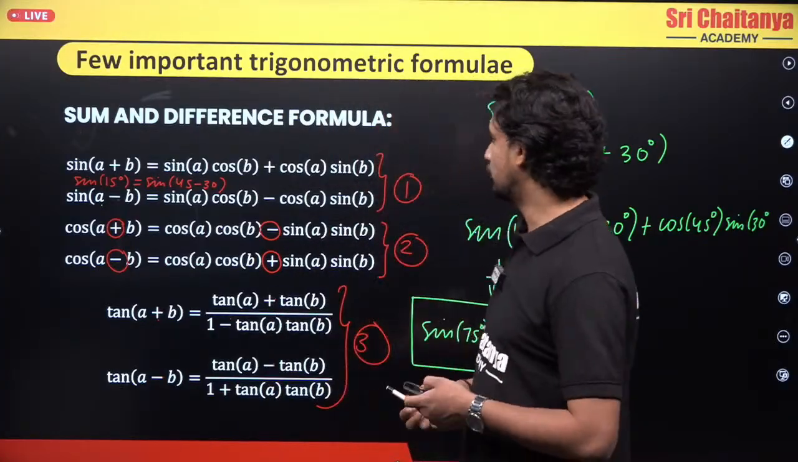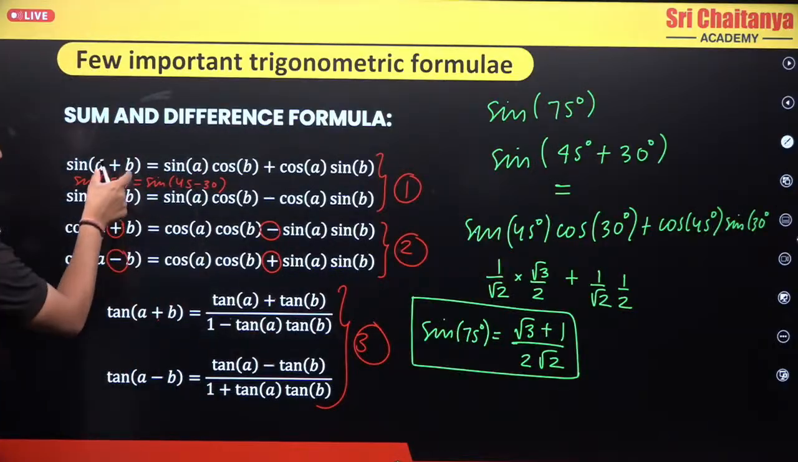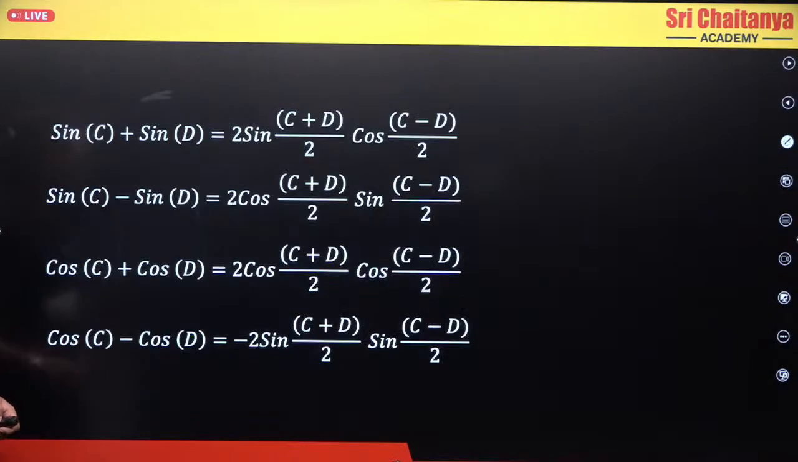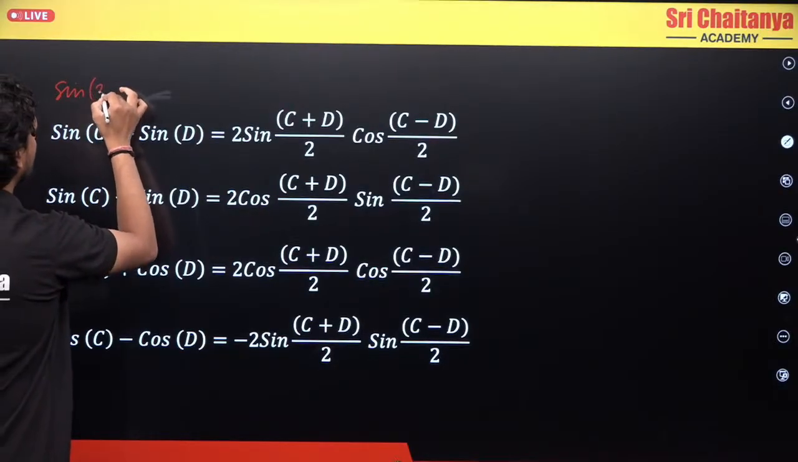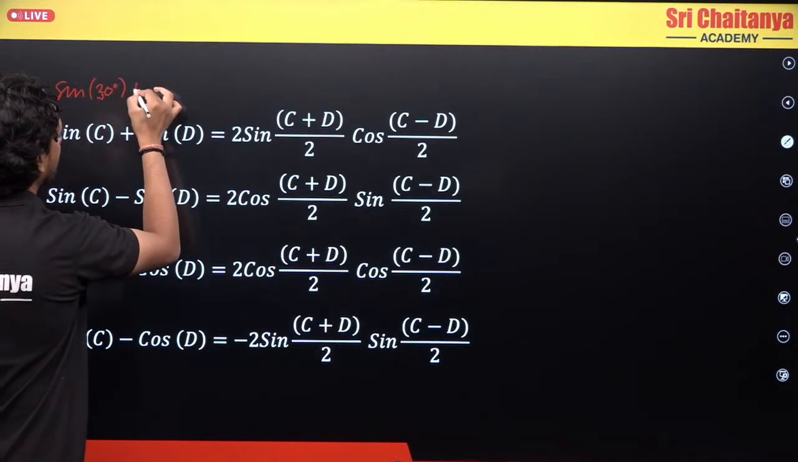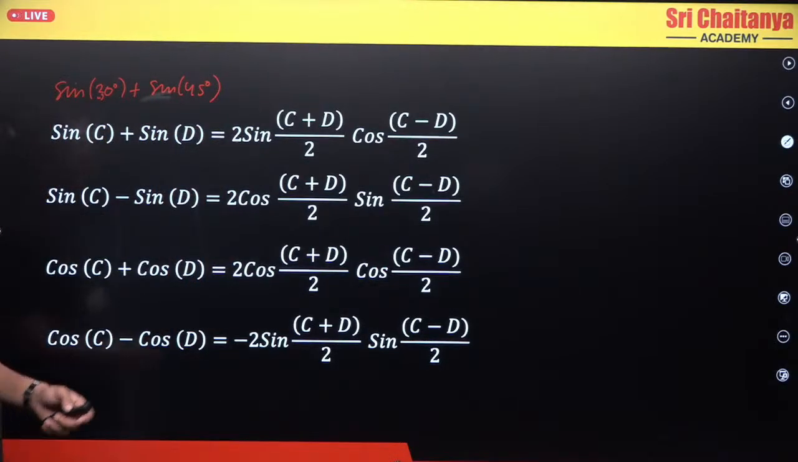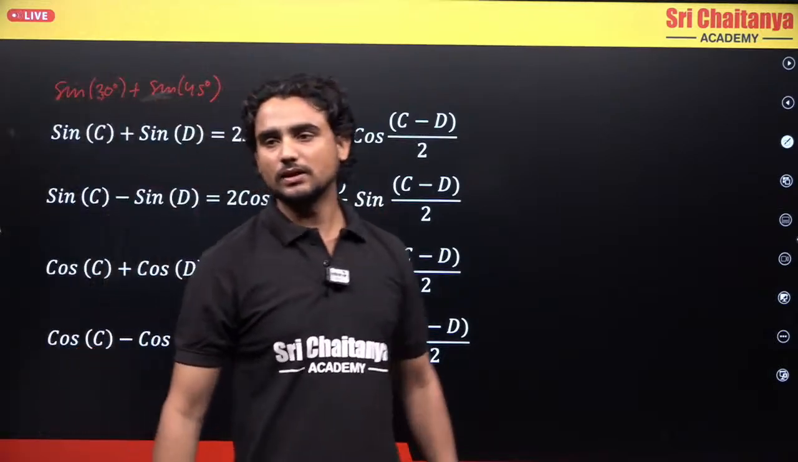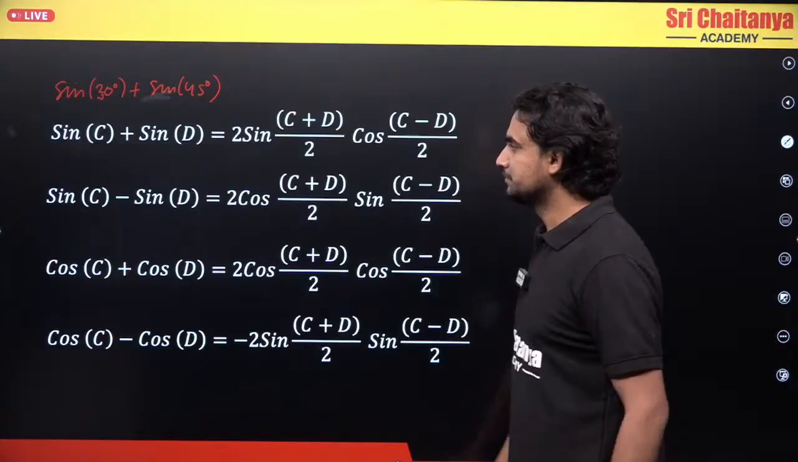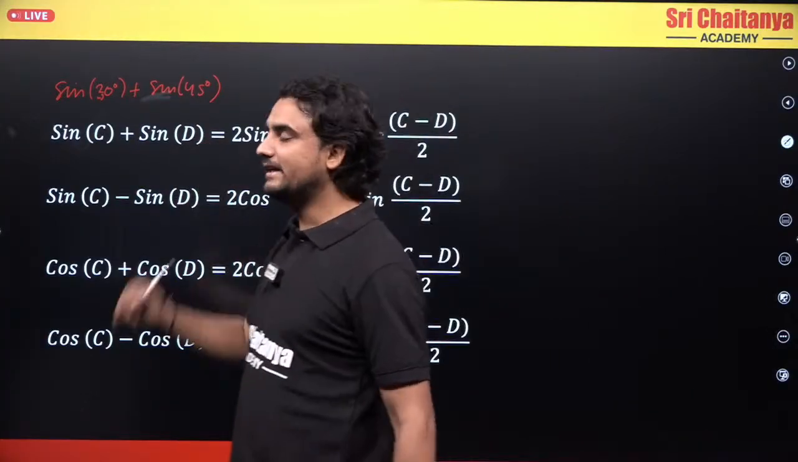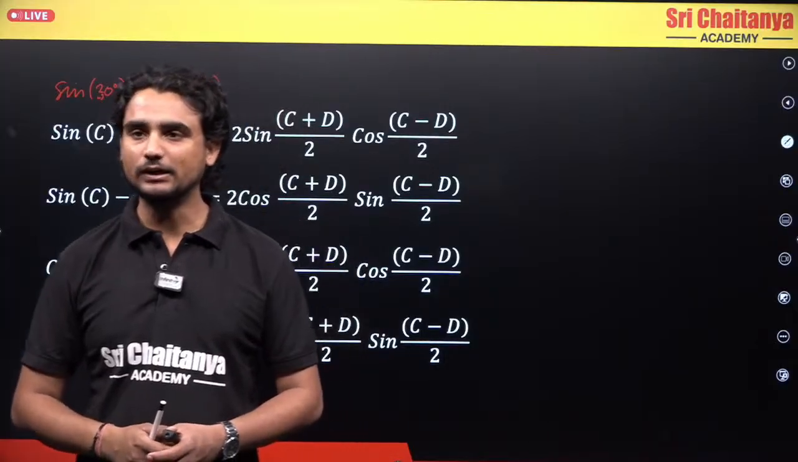Okay, let's move forward. Now this is sine C plus sine D. Okay, here the angles were both in addition. Here the angles are not in addition. Here it is something written as, let's say I want to find sine 30 plus sine 45. Okay, I have something like this. Then I will be using this. But this will not work here. Okay, this is just an example here. So sine C plus sine D. What is sine C plus sine D? 2 sine C plus D by 2 cos C minus D by 2.